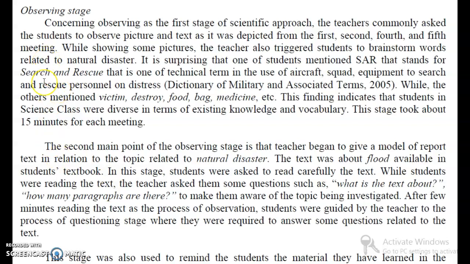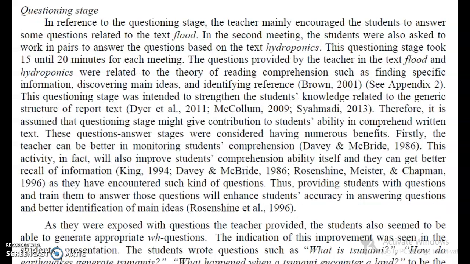So this is the strategy. This is the first stage of observing that you can imitate or innovate later on. And you can also relate it with the previous materials in the observing stage.